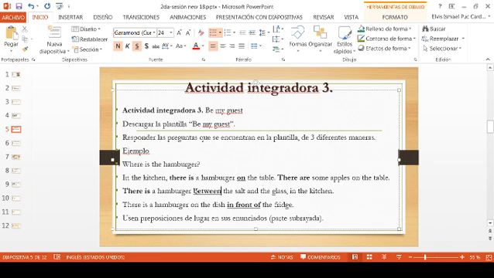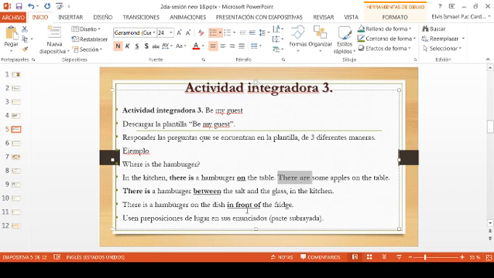Remember that when we have things that are plural, for example, apples, you have to use there are. There is for singular, and there are for plural. Use prepositions of place in your sentences.